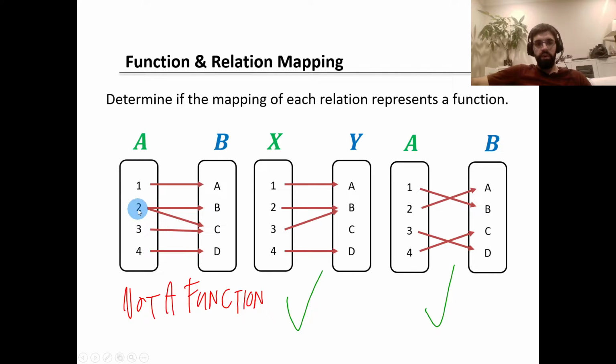And so because 2 maps to both B and C, we don't have a clear definition of what the assignment is. Does it go to B? Does it go to C? We can call it a relation, but we can't call it a function. So if we look at the second example, 1, 2, 3, 4, they each have one arrow coming out of it. So it's very clear what the outputs are for each of those elements. So we have a function here.